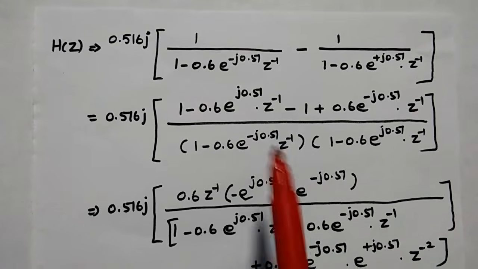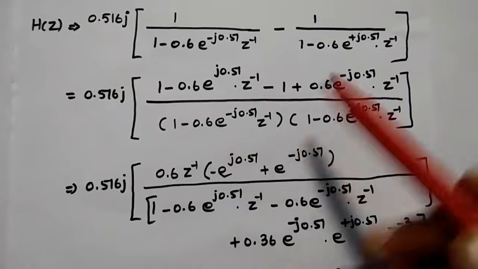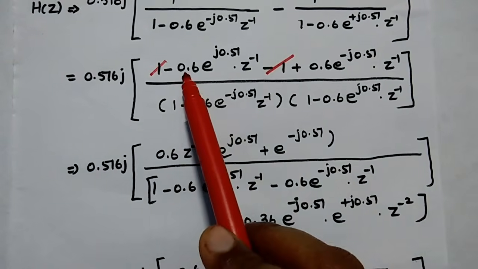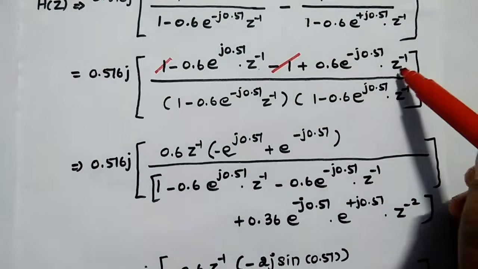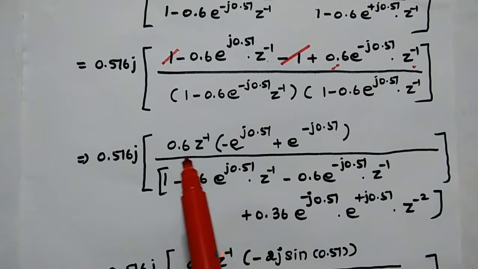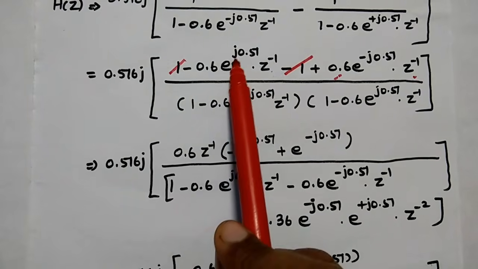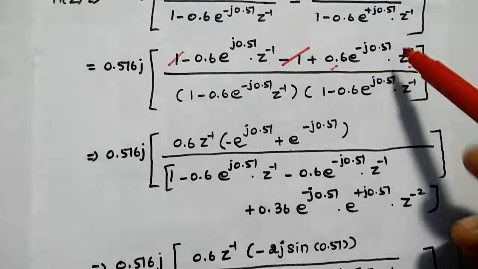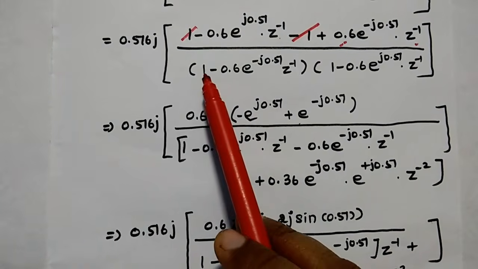In the denominator we are going to multiply these terms together. So in the numerator here it is plus 1, here it is minus 1, correct? And 0.6 is a common term here. So 0.6 z inverse is a common term, correct? Then we can take it outside. So it is 0.6 z power minus 1 of, the remaining term is here minus e power j 0.51 plus e power minus j 0.51. Okay, the whole term divided by the product of these two terms.